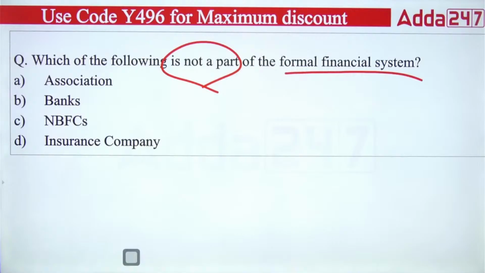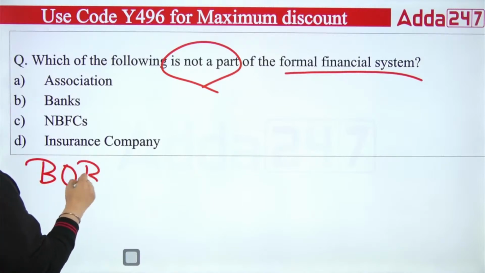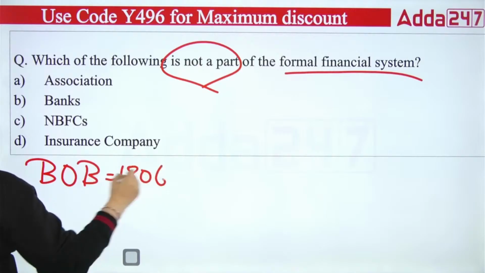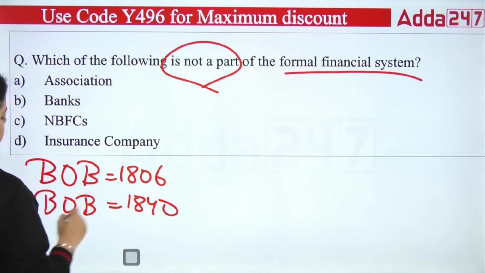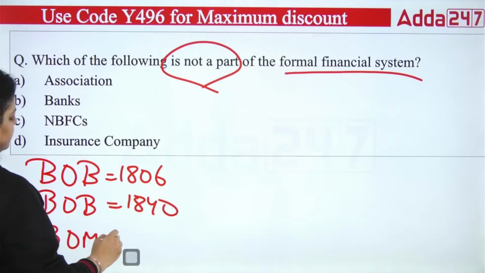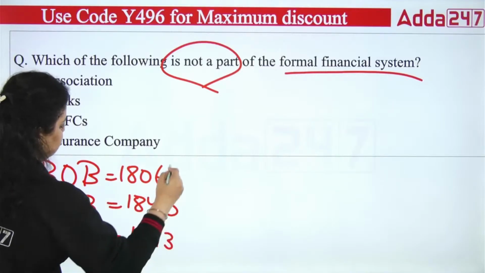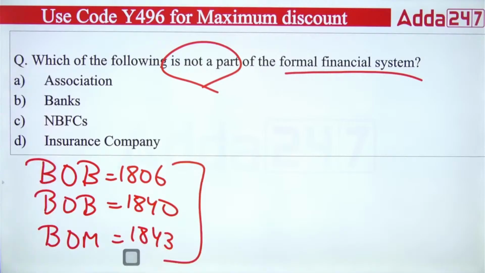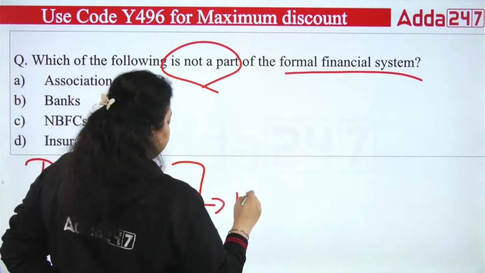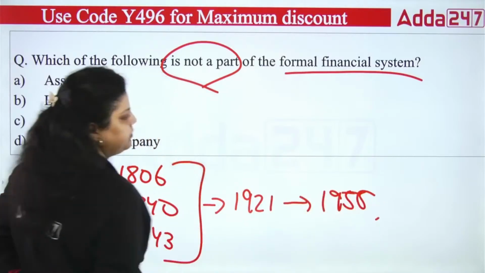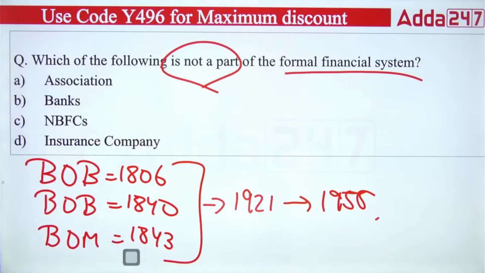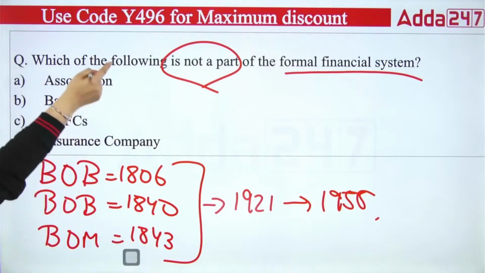1806, 1840 and 1843. No, the years are wrong. The first Presidency Bank was the Bank of Bengal, 1806. Bank of Bombay, 1840. Bank of Madras, 1843. Do remember the years also. Amalgamation happened in 1921, and then SBI was created in 1955. Okay, the right answer will be the one that is not a formal financial system.